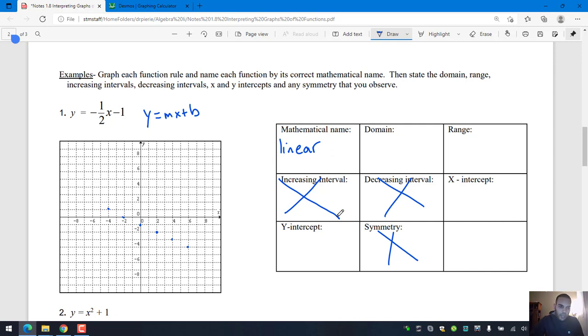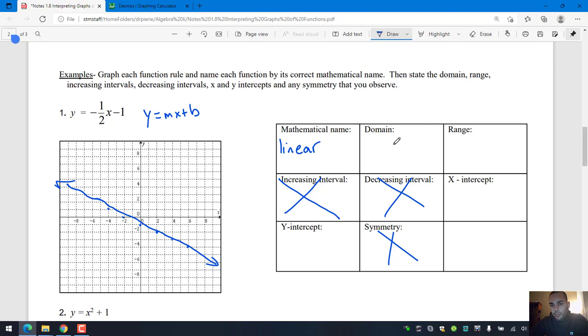Once you have a bunch of points, you can play connect the dots, and your equation should look something like this. This line should extend all the way through. So it's a straight line, nothing we haven't seen before. But let's break this down a little bit further and talk about some of these key things.